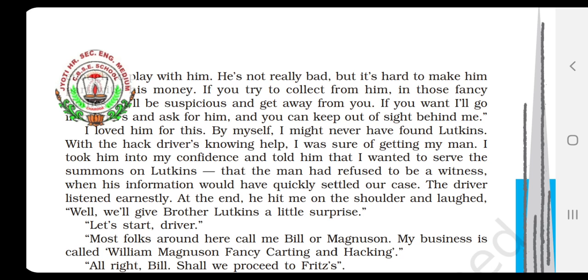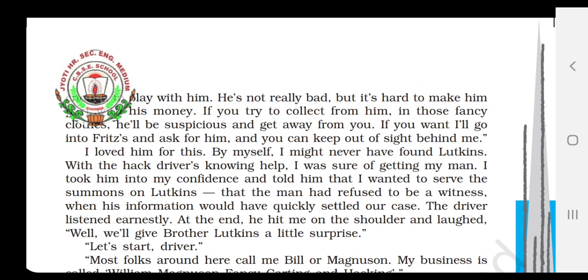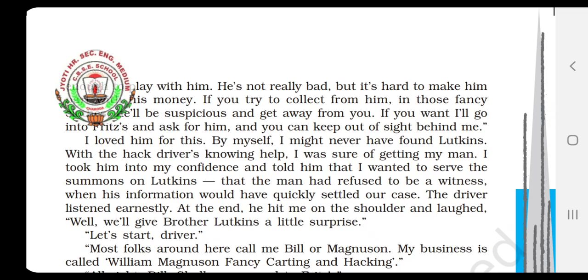Let's start, driver. Now, when he was so eager to help by himself, the hack driver, isn't it? He said that I will go to the Fritz shop and I will only find Lutkins there. So this man, the narrator, really loved him for his help and his kindness, his affection. And he thought that he would never have found that person Lutkins alone, the way he is being described over there. But with the hack driver's help only, he was sure that he would catch that man for whom he came. And then I took him into my confidence. Then the narrator said that now I found that man fully confident, and I told him the purpose, why I came to catch that person, because he wanted to serve the summons on Lutkins.